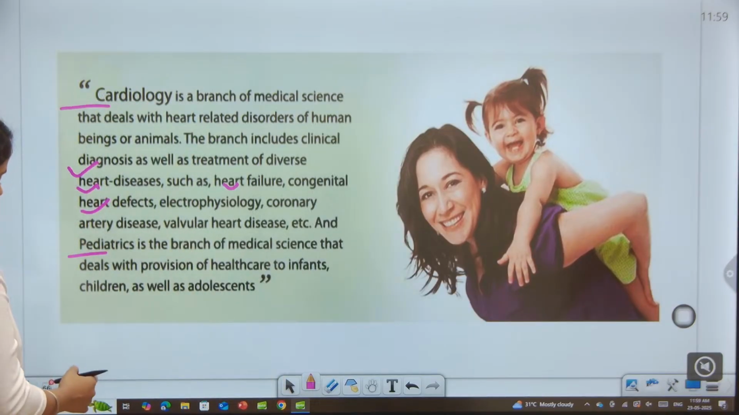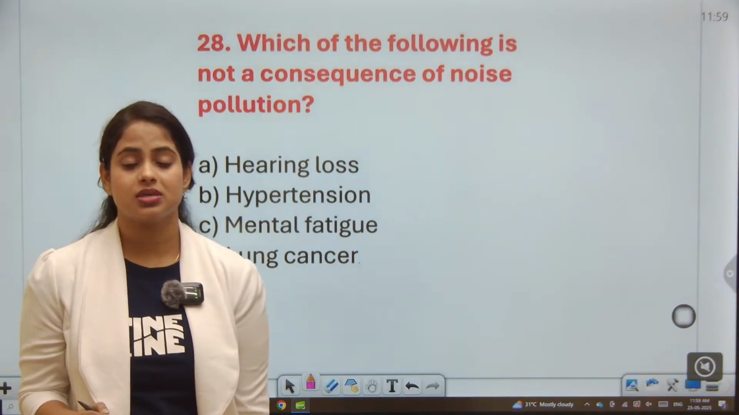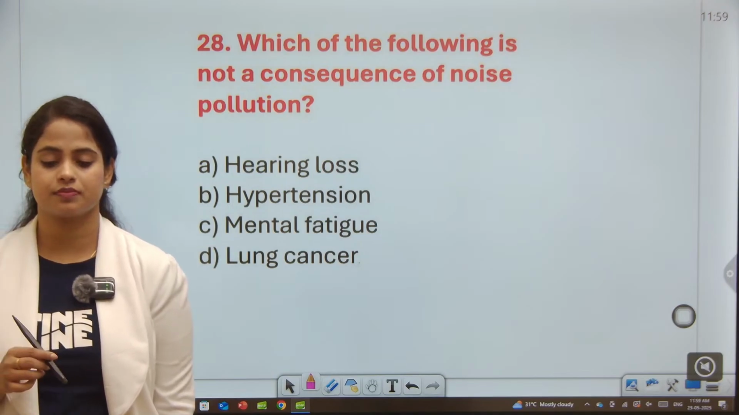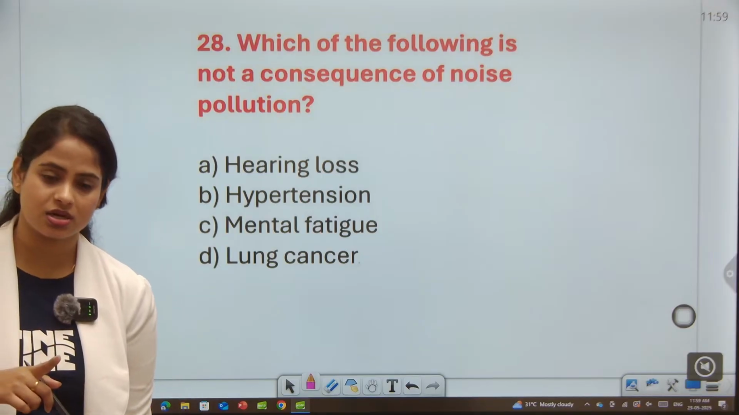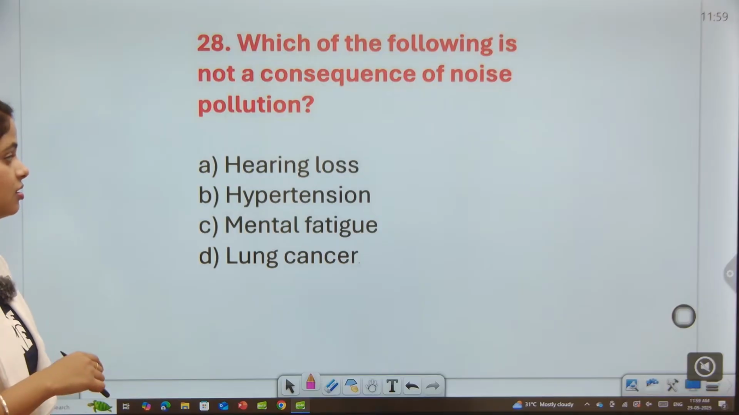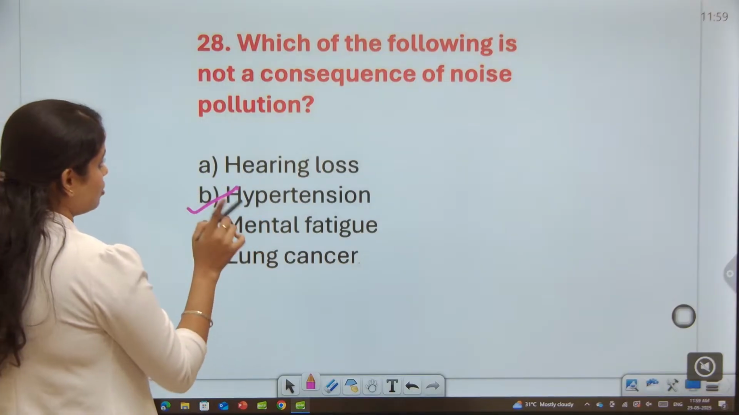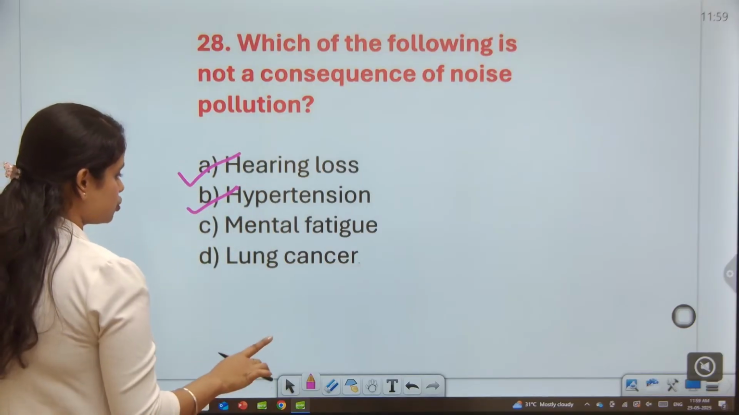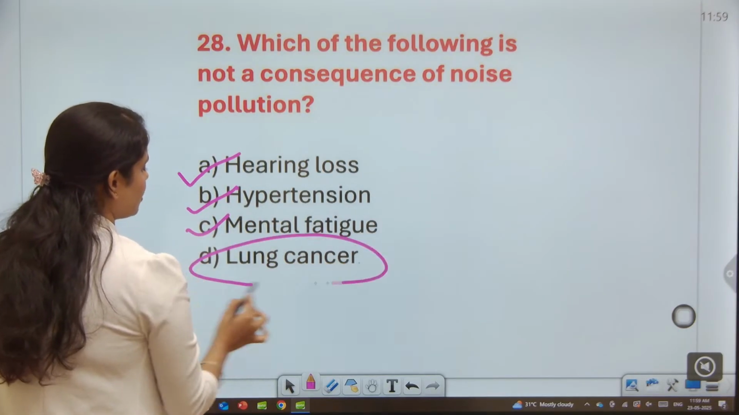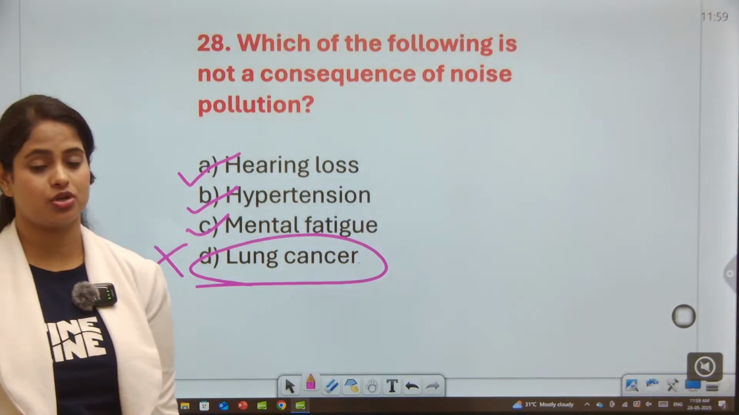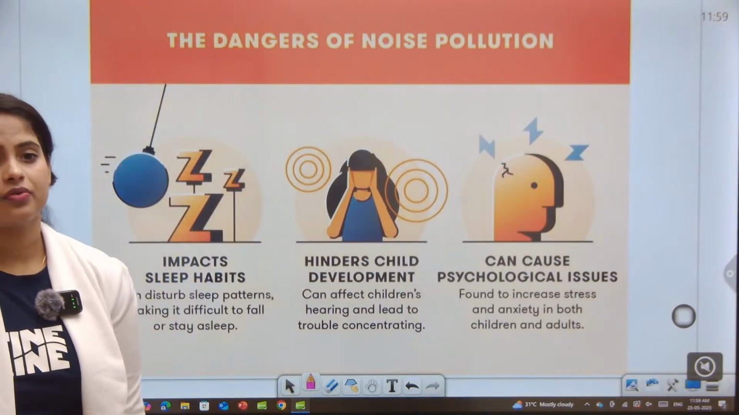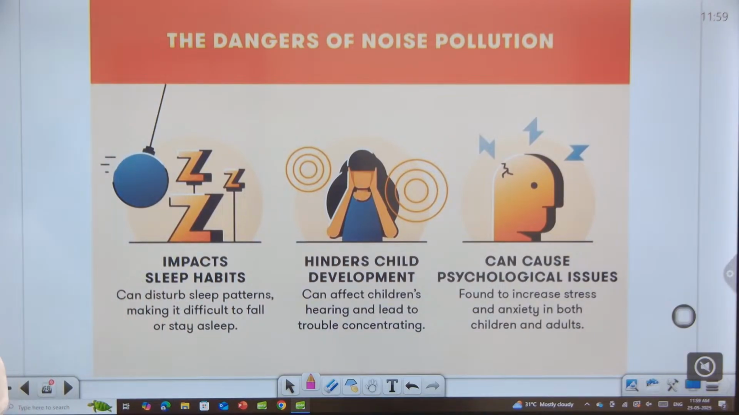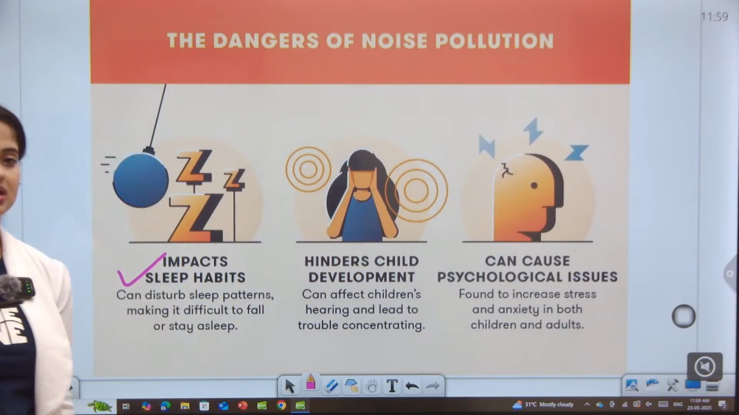Okay? Next, see, which of the following is not a consequence of noise pollution? Hearing loss, that is a consequence. Hypotension, mental fatigue. Guys, hypotension is also caused by noise pollution. Hearing loss is also, mental fatigue is also, but lung cancer is not directly linked with noise pollution. Clear? The dangers of noise pollution are that it impacts sleep habits, hinders child development, and can cause physiological issues also.